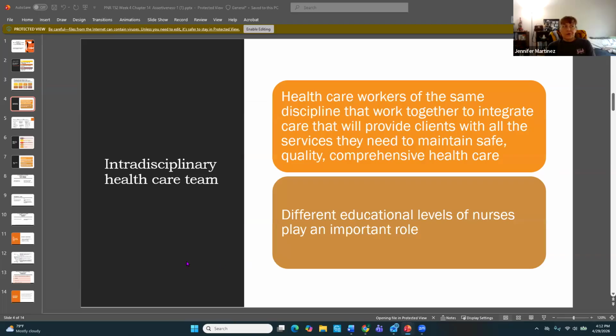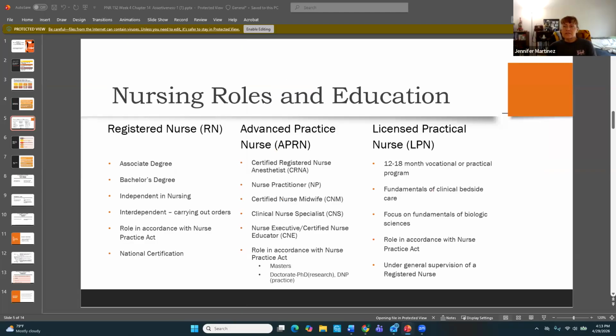And so there's also an intra-disciplinary team. An intra-disciplinary team is going to be healthcare workers of the same discipline that work together. Okay, so again, this is like your different levels of nurses. You may have an RN and LPN as part of a healthcare team, so in different roles. So, nursing roles in education.